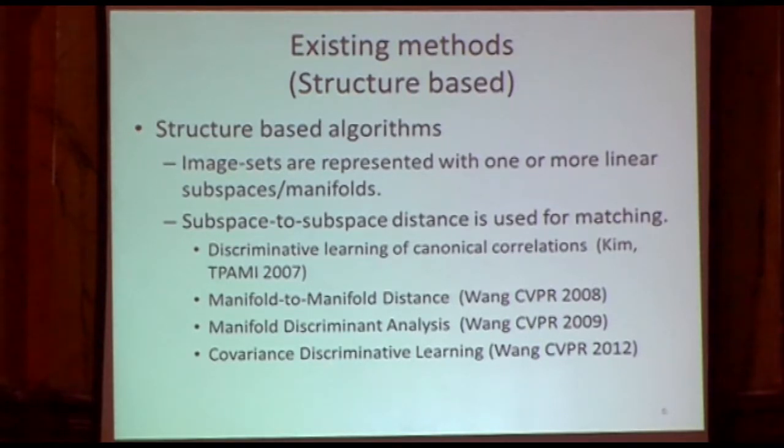Existing image set classification algorithms can be divided into two categories: structure-based algorithms and sample-based algorithms. The structure-based algorithms represent each image set with one or more linear subspaces or manifolds, and subspace-to-subspace distance is used for comparing the image sets. These algorithms require a large number of images in a set with dense sampling in order to accurately estimate the underlying structure.